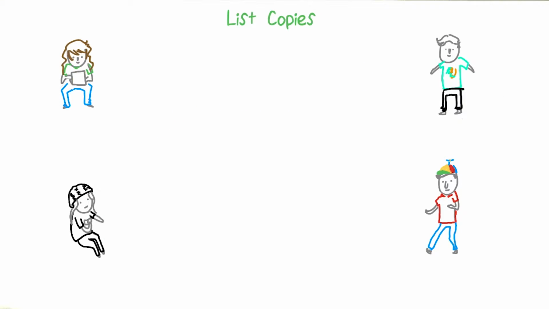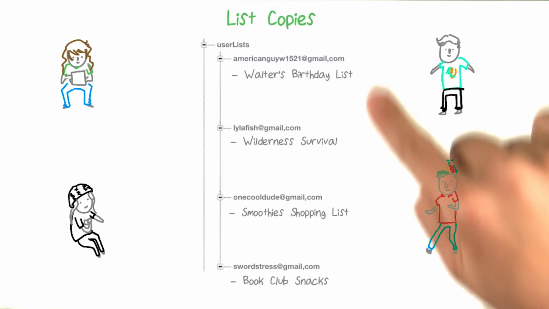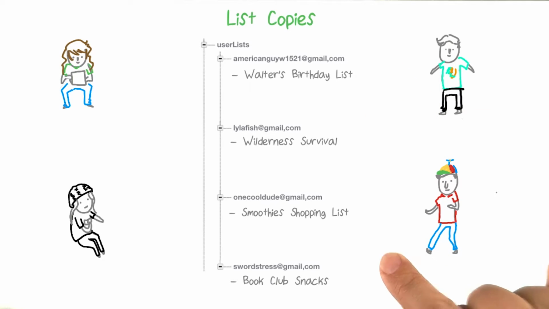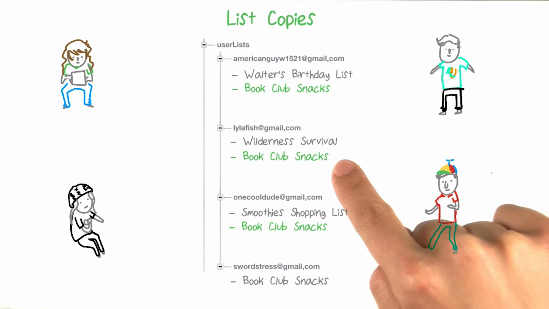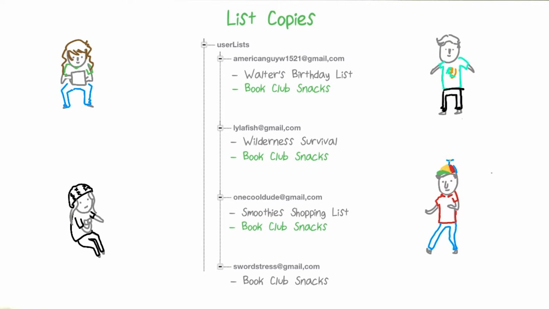Now at this point, you're probably thinking that this design has a non-trivial amount of data copying. Here, each of us has our list of lists in user lists. And if we each make 4 different lists and we own them, this is what it would look like. But let's say that Kagure decides that she wants to share her Book Club Snacks list with all of us. What this would then do is add a copy of Book Club Snacks to each of our lists. A total of 3 more copies.